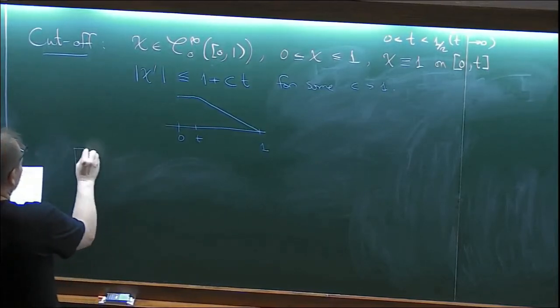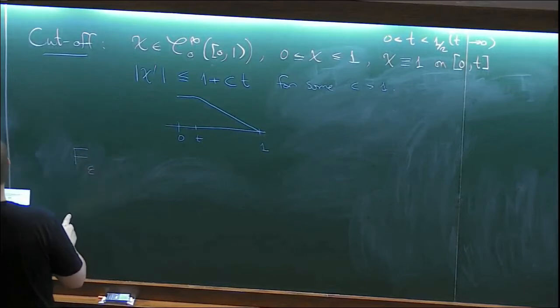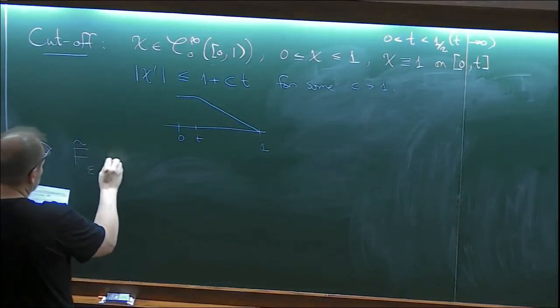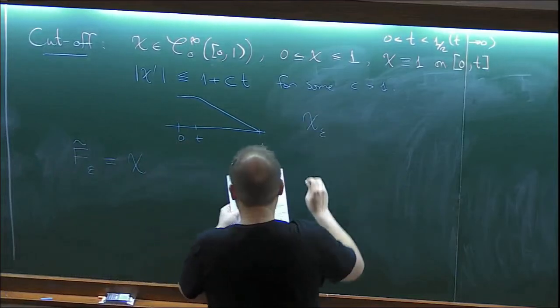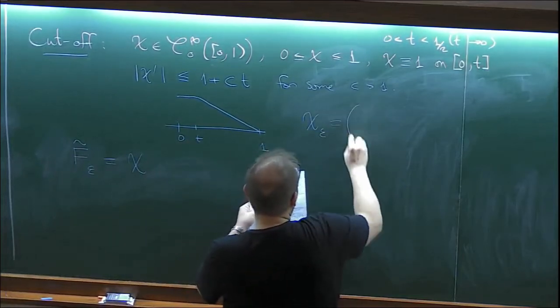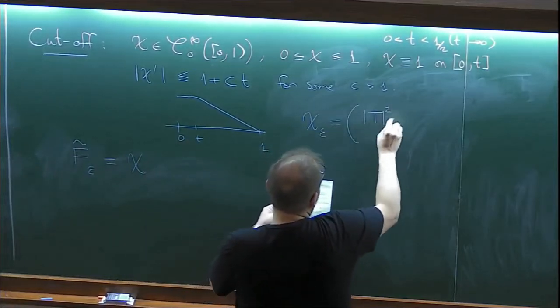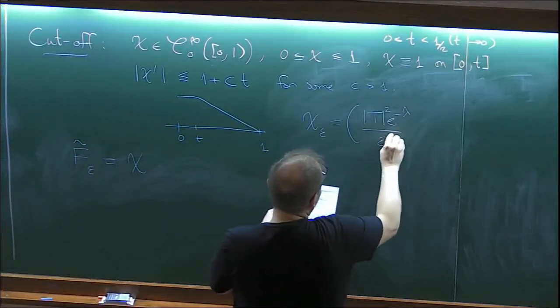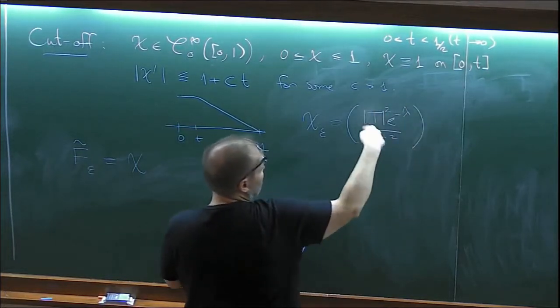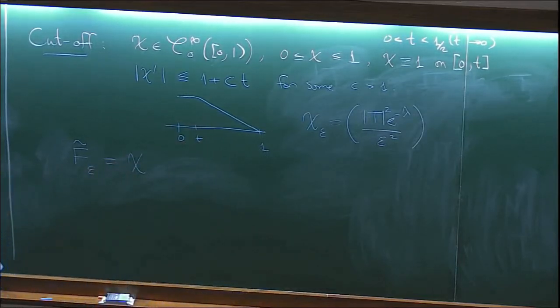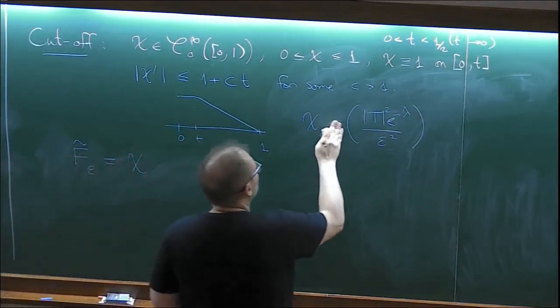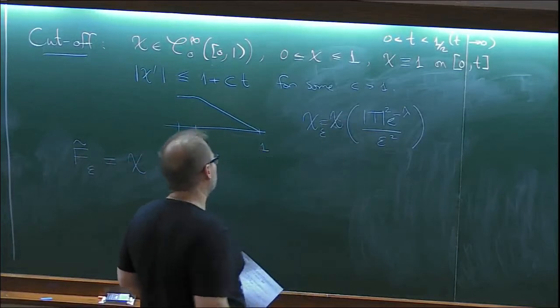And then, of course, our extension is going to be a smooth extension. Let me define χ_ε to be χ of |t|² e^(-λ/ε²). So I'm using here the fact that this is less than 1. Okay. So I get this cutoff function, χ of that.